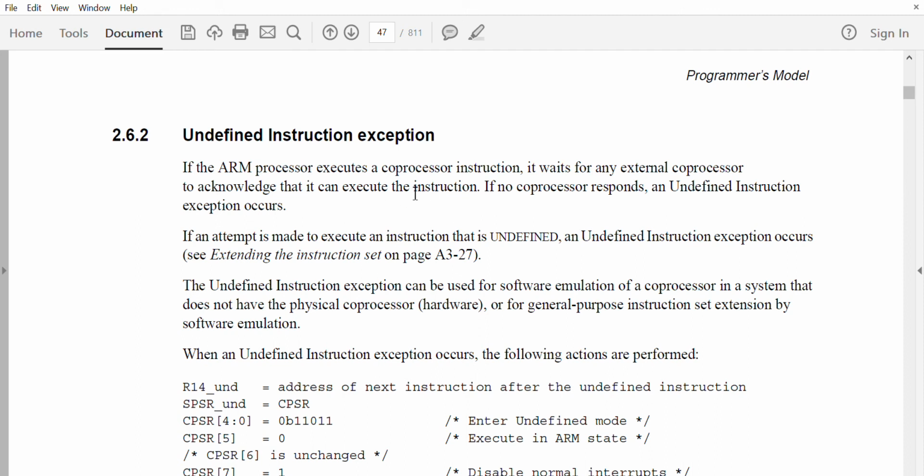So that is the first line. If no coprocessor responds, an undefined instruction exception occurs. So the ARM processor is trying to execute the instruction of a coprocessor, but the coprocessor is not giving the acknowledgement, that kind of a signal that says okay, you can do it, to the ARM processor. Then an undefined instruction exception will happen.